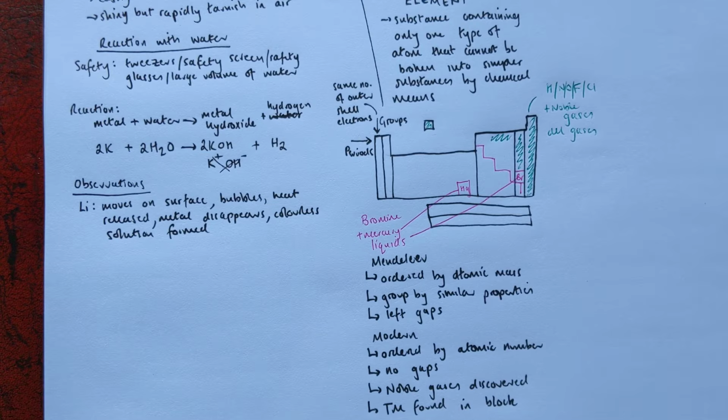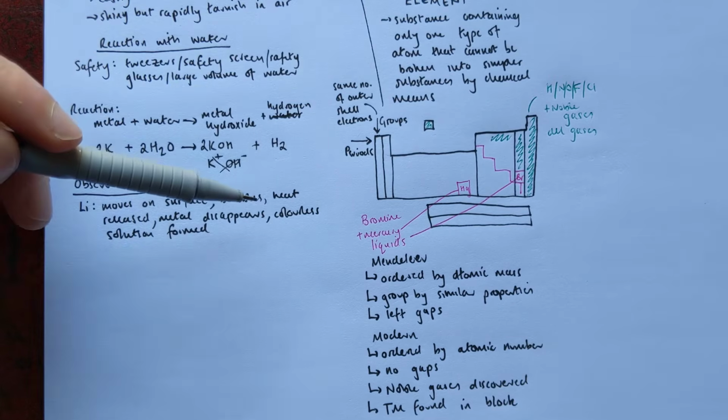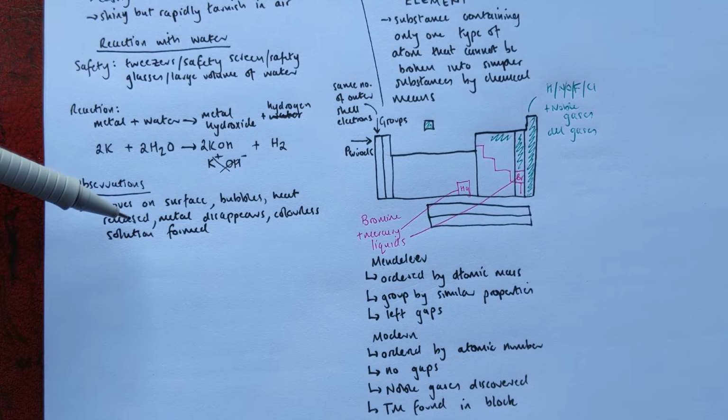So with lithium, there's a number of observations you can rely on. It's going to move about on the surface because remember lithium floats, as do all the group 1 metals, and will move about because it's quite an energetic reaction. The bubbles produced come from the hydrogen you've got in the equation. It's a very exothermic, heat releasing reaction.